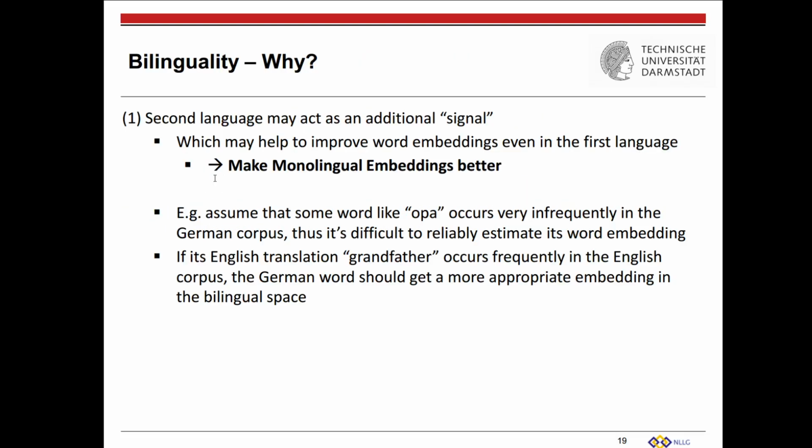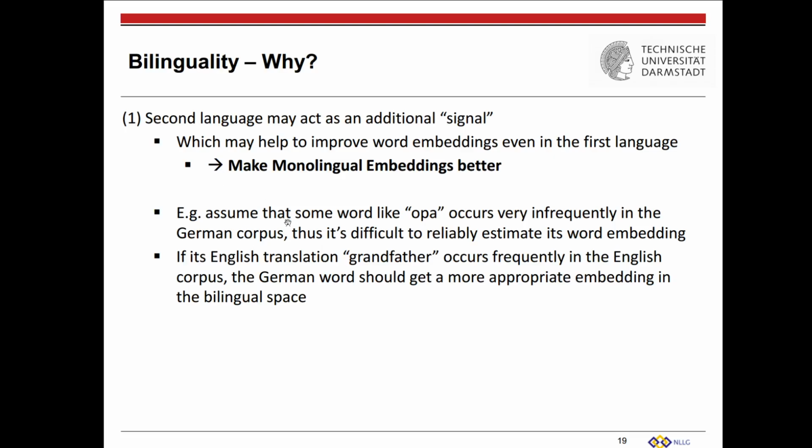Why do we want to have bilinguality? What is the motivation? In the first papers, people said, okay, the second language may act as an additional signal, which may help to improve the word embeddings even in the first language. So one motivation could be to make the monolingual word embeddings better. So that's why we need a bilingual space.